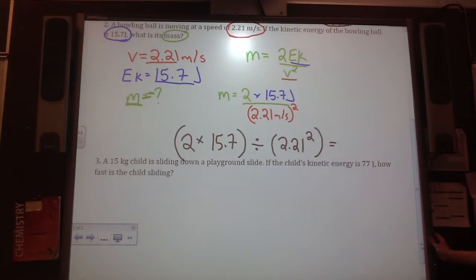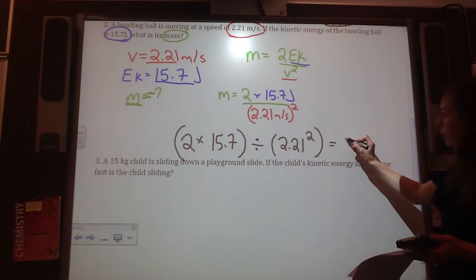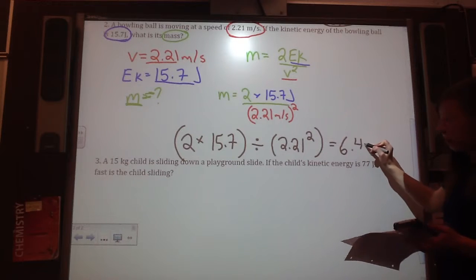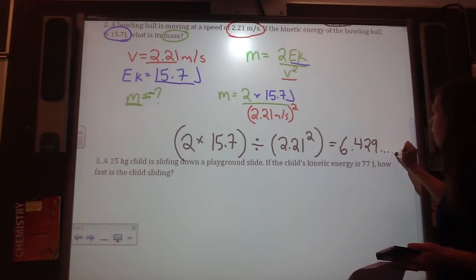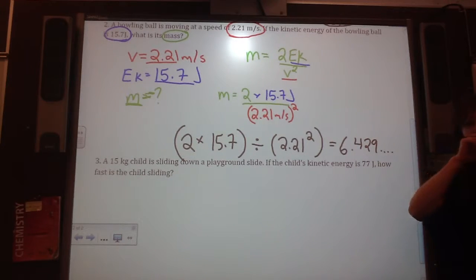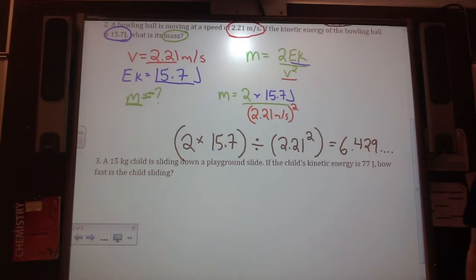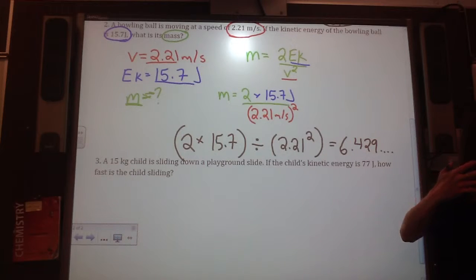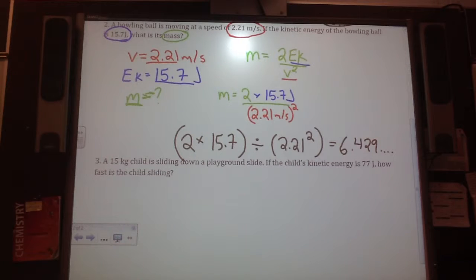So my calculator says 6.429. Does that sound familiar to what is on yours? So what came out of mine was 6.429, and other digits. So what did that number mean for this question? It was a mass. So what's its units? Kilograms. Remember, if you're not sure, look at your formula sheet.